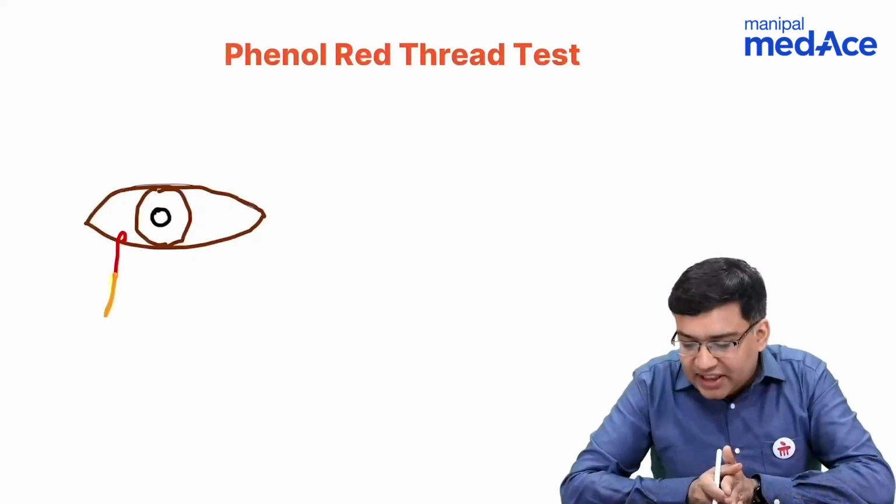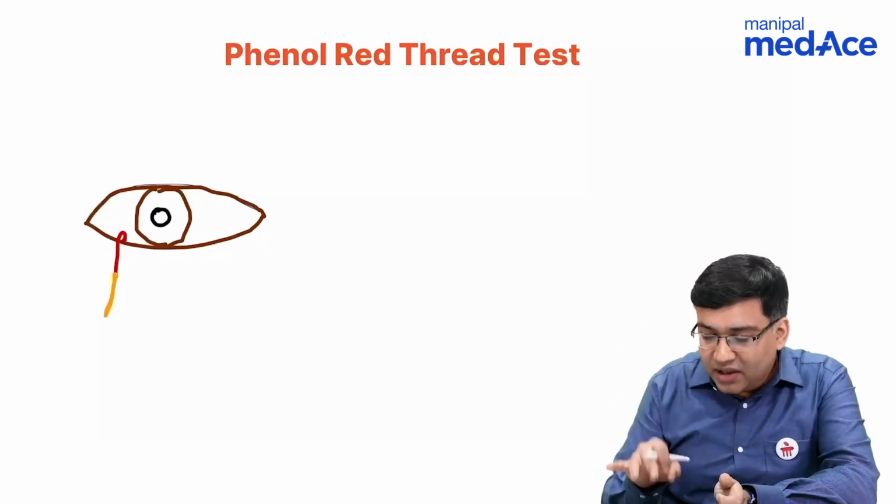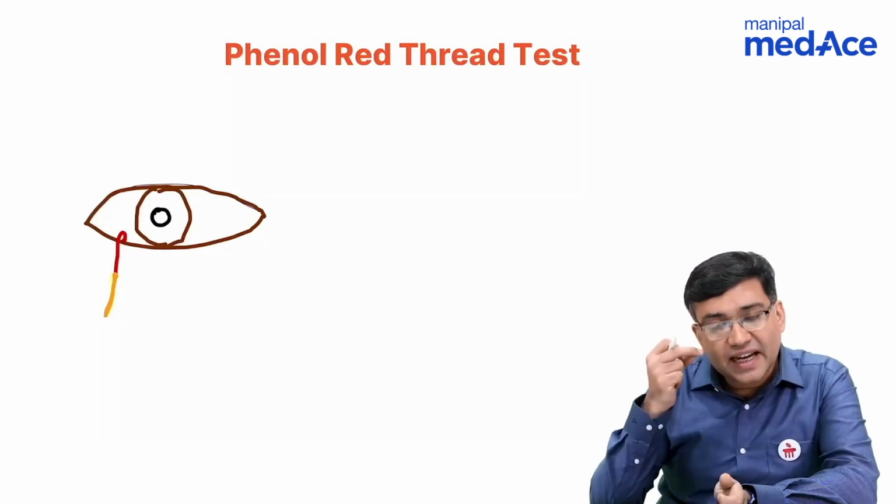Now this test was asked a few years back in your AIIMS exam. This was the phenol red thread test. What was the problem with the Schirmer's test? You have to put this strip inside the fornix. The problem is that for very young children or those patients who have some amount of fear, it is not very useful. They won't allow you to put this Schirmer strip inside. We want a test which is more rapid and can be used in these individuals or even in small children. So here comes the phenol red thread test, where, in a similar way to how we put a Schirmer strip inside the eye, here we put a thread inside the fornix.